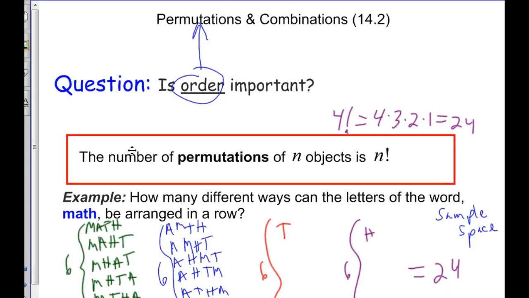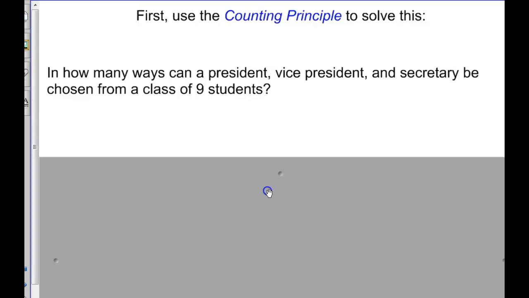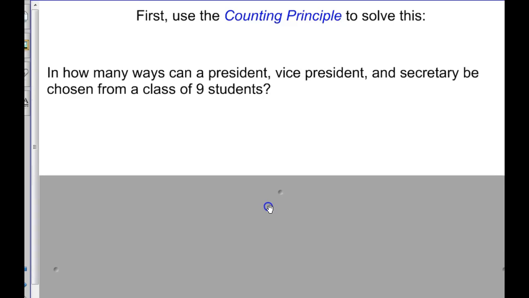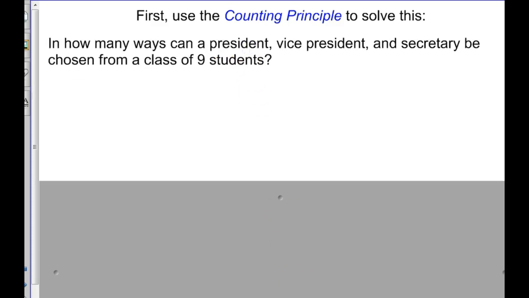Okay, in how many ways can a president, vice president, and secretary be chosen from a class of 9 students? Let's talk about the way we did this yesterday first. I call this kind of the slot method of doing things. We have 3 choices to make. You are going to try to elect a president, vice president, and a secretary. So this is president. This is the vice president position and the secretary position.